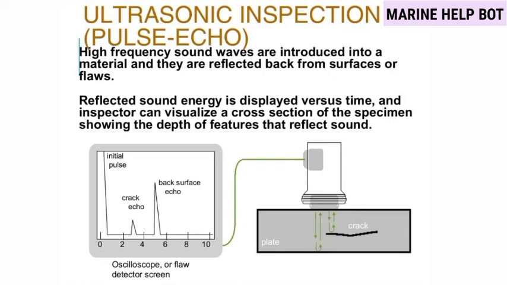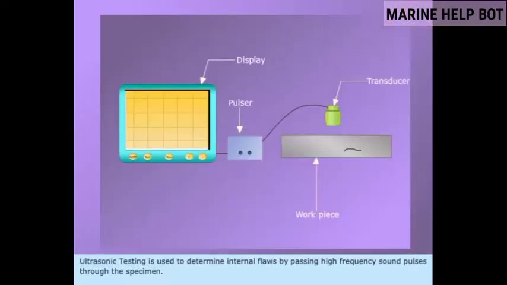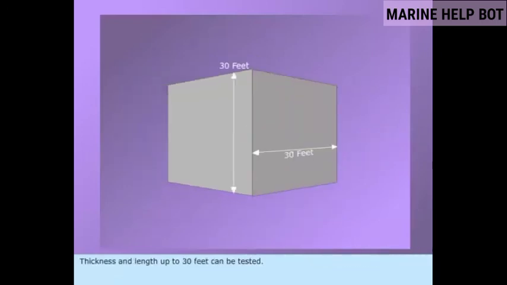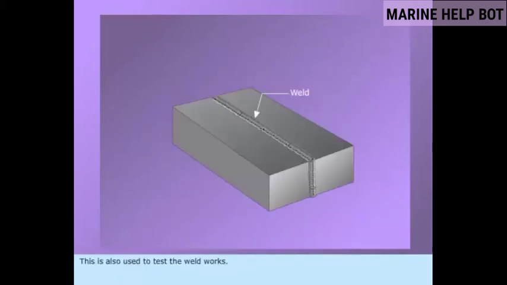So the detector will detect and we will get this indication on the screen. So friends, for this I have also attached one DG e-learning video from which you will get a better idea about this test. Ultrasonic testing is used to determine internal flaws by passing high-frequency sound pulses through the specimen. Thickness and length up to 30 feet can be tested. This is also used to test the weld works.